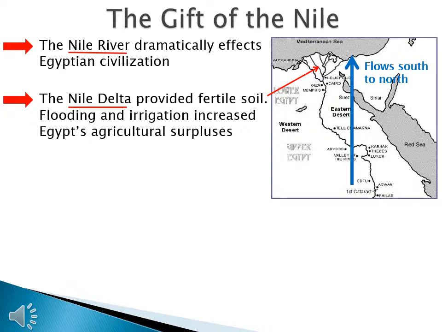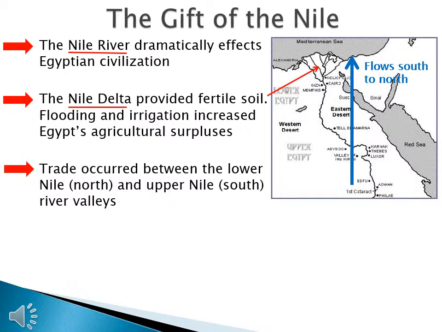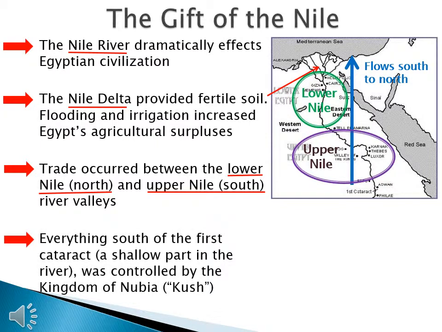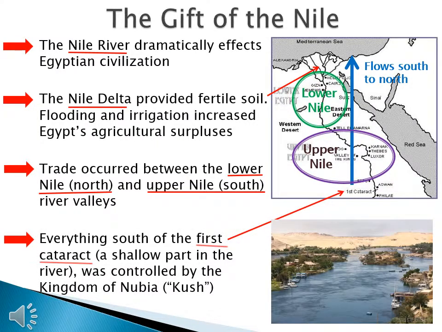We also have two major areas within ancient Egyptian civilization, and we're going to have trade between them. So trade's going to occur between the lower Nile, which is the northern part of the Nile River Valley, and the upper Nile, which is the southern part of the Nile River Valley. And everything south of the first cataract, the first shallow part in the river, is no longer Egypt. Now, that is an area controlled by a kingdom called Nubia, or Kush. Go ahead to the next slide.